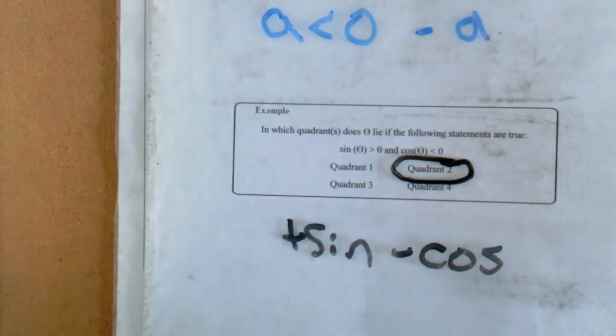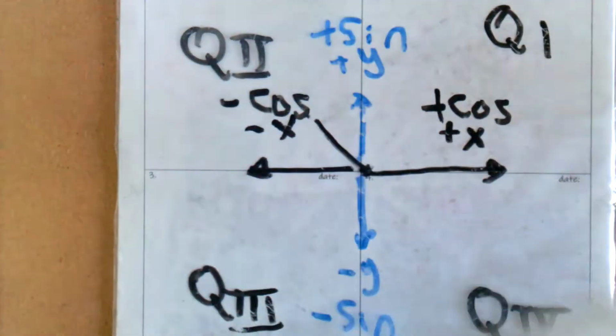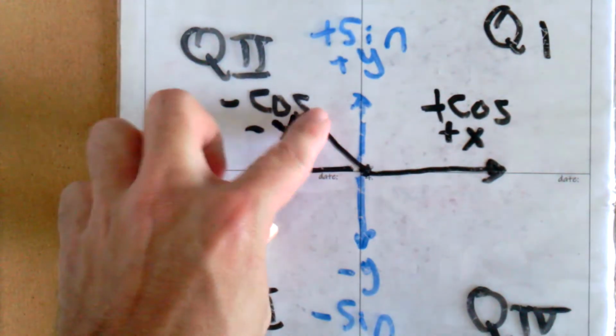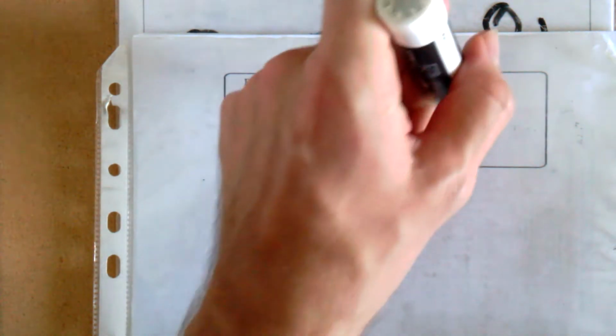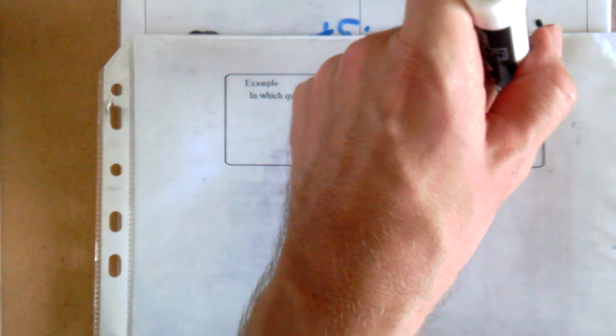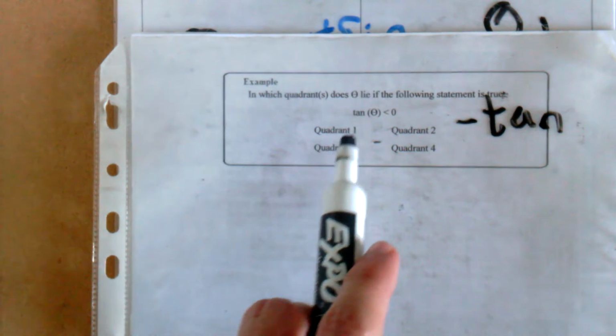Okay, cool. Now let's go ahead and look at another example. This one will involve tangent. So this one is asking us, in which quadrant does some angle lie if the following statement is true? Tangent is less than 0. So remember, tangent less than 0 just means that tangent is negative. So in which quadrant does some angle lie that makes tangent negative?